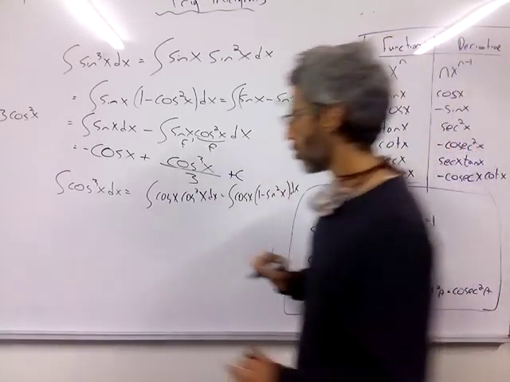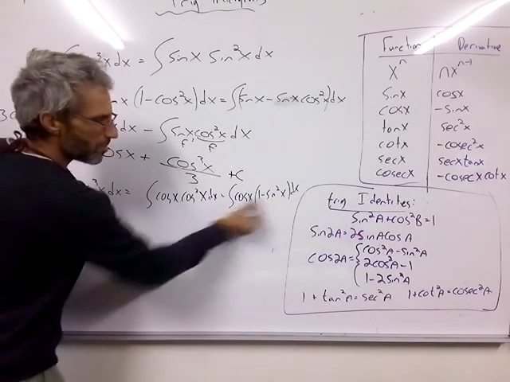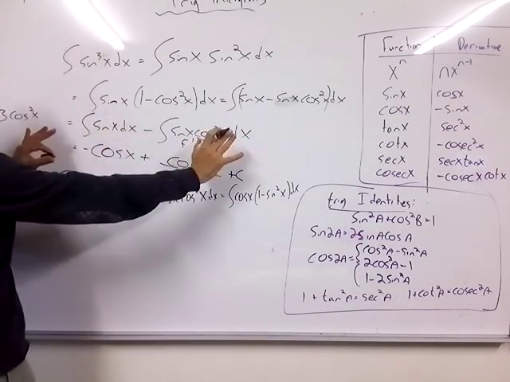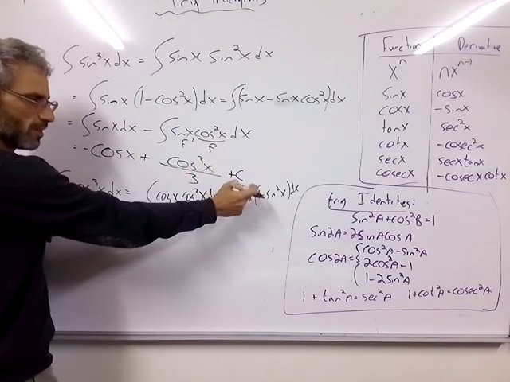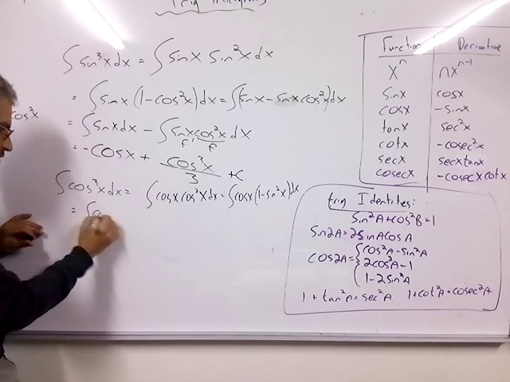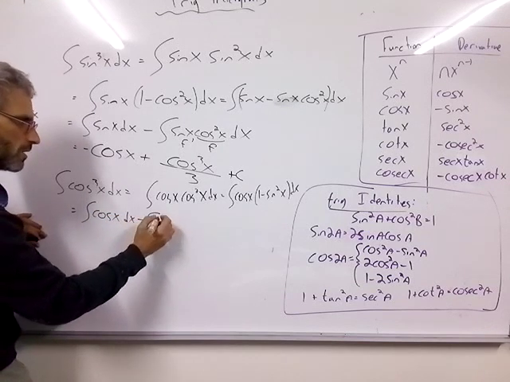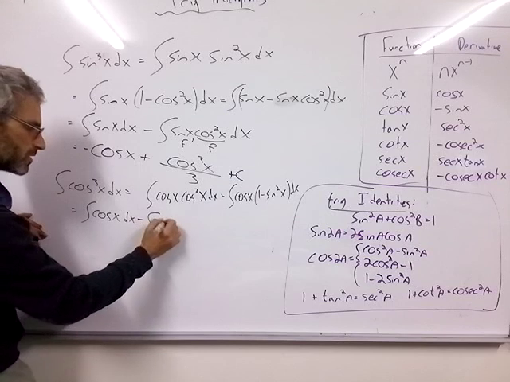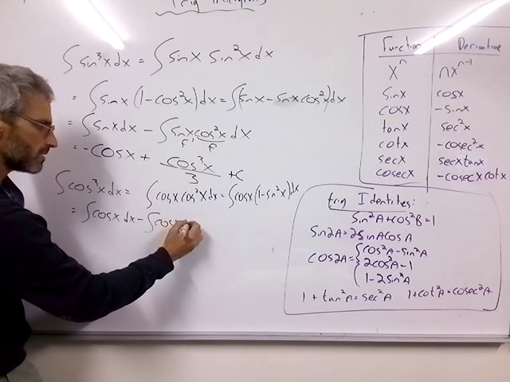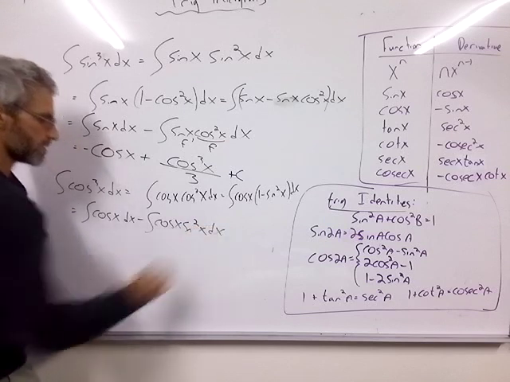Okay, now if you don't mind, I'll skip a step. So I'm going to open these brackets and at the same time separate the integral, because I've got an integral of a difference that's equal to the difference of the integrals. So it's going to be the integral of cosine x dx minus the integral of cosine x sine squared x dx.